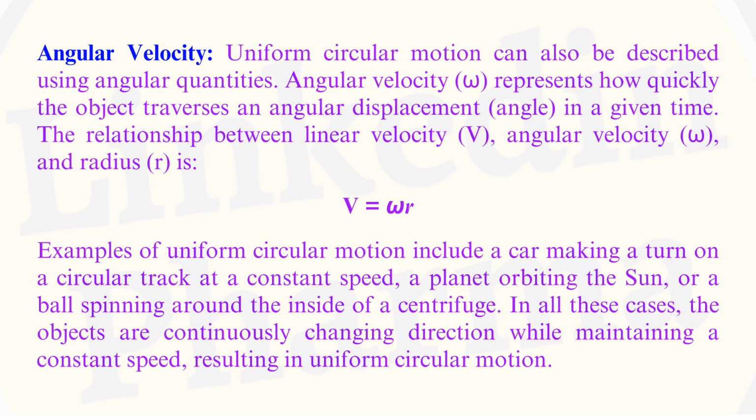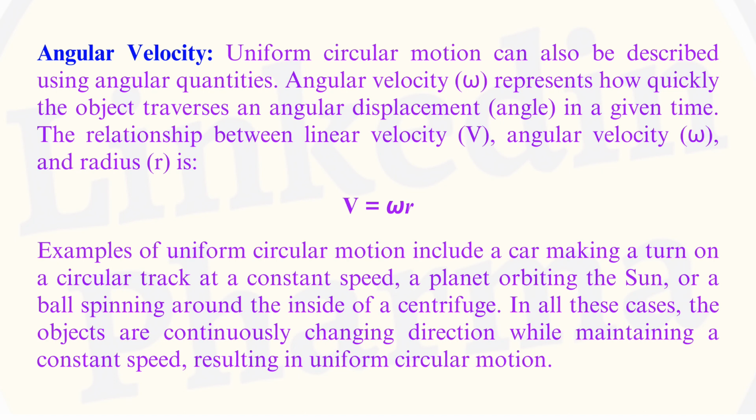Angular velocity. Uniform circular motion can also be described using angular quantities. Angular velocity, omega, represents how quickly the object traverses an angular displacement, theta, in a given time. The relationship between linear velocity, v, angular velocity, omega, and radius, r, is v equals omega r.